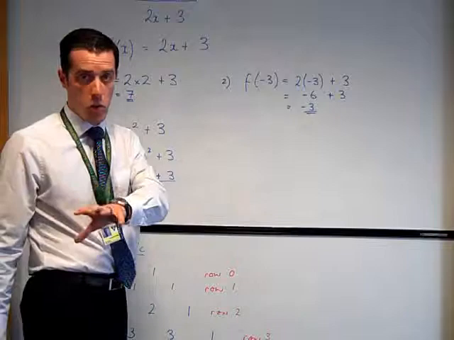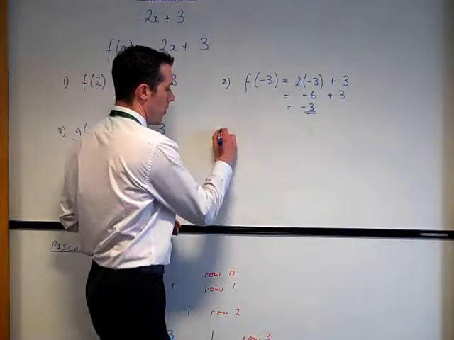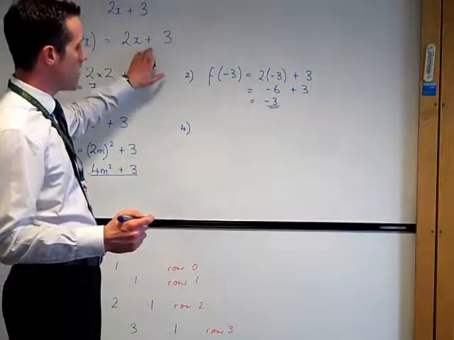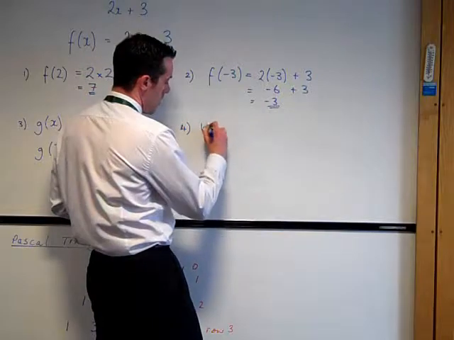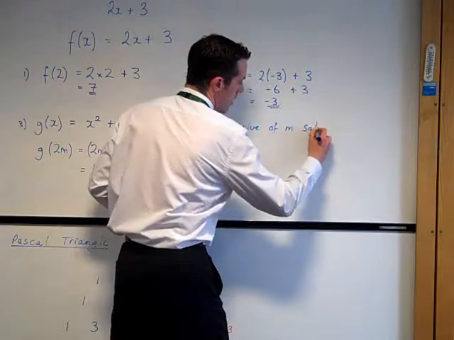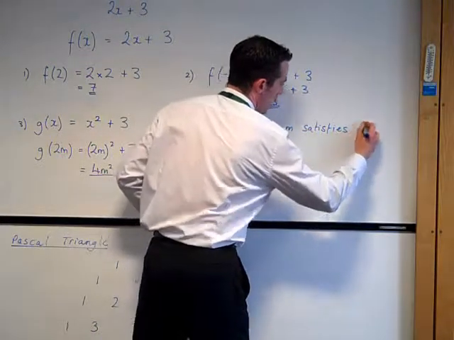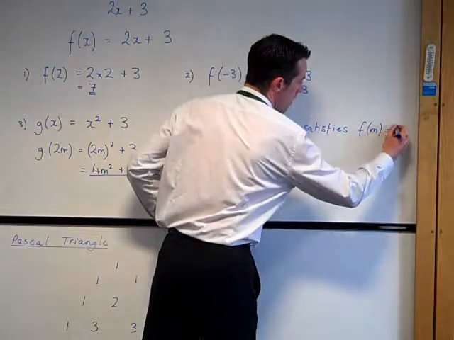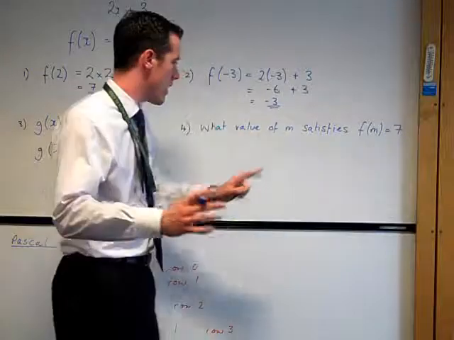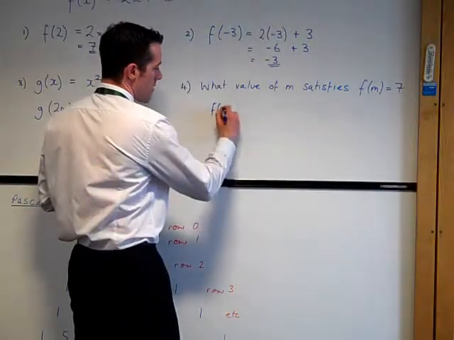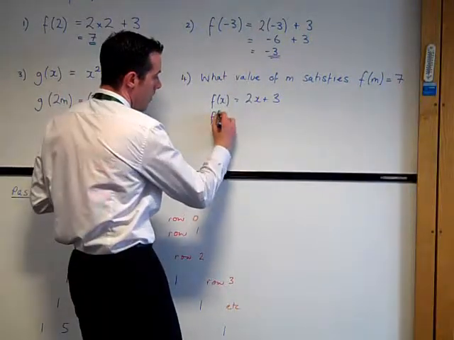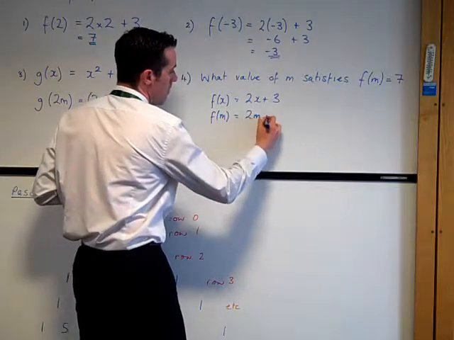One more type of question you get with functions looks like this, so copy this into your notes jotter as well. We're going to use this function again. It might say, what value of m satisfies f of m equal to 7? So first of all, let's look at f of m. Well, what's that going to be? Let's think, f of x equals 2x plus 3. So obviously f of m is equal to 2m plus 3.